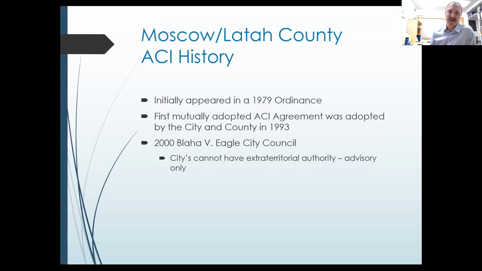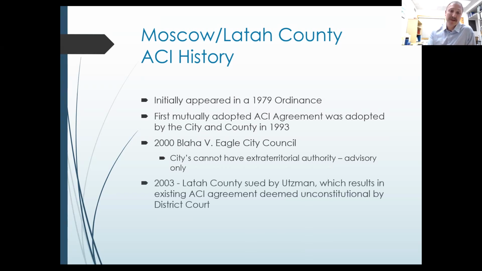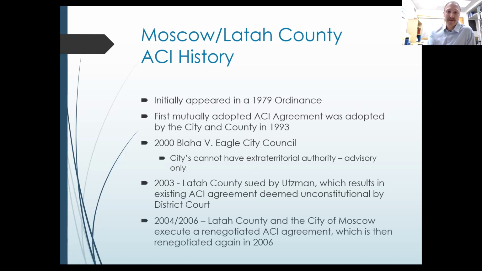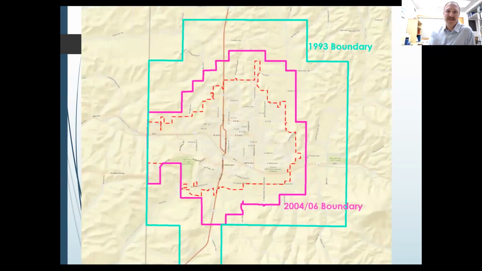So we had that situation going on. Our 1993 agreement pretty much said the city had the authority of administering the area city impact, and the county really wasn't involved a whole lot. And so the county ended up being sued in 2003 by Utzman, which resulted in our area city impact agreement being deemed unconstitutional by a district court. That put us in an interim agreement while we renegotiated an area city impact agreement, which ended up being adopted in 2006.